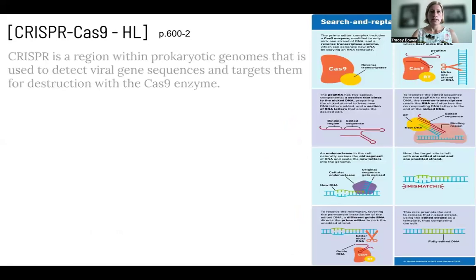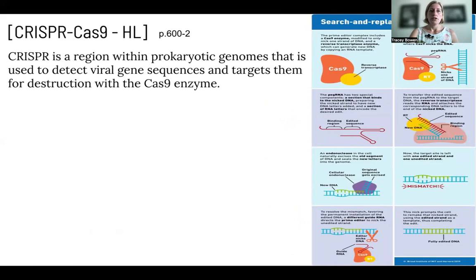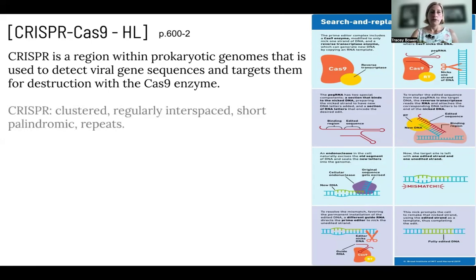So CRISPR-Cas9, CRISPR is a region within prokaryotic genomes that is used to detect viral sequences and targets them for destruction with the Cas9 enzyme. So viruses like to inject their genetic material into prokaryotic DNA. And so CRISPR-Cas9 is a way of controlling that for prokaryotes. So CRISPR stands for clustered, regularly interspaced, short palindromic repeats. You don't need to memorize that.